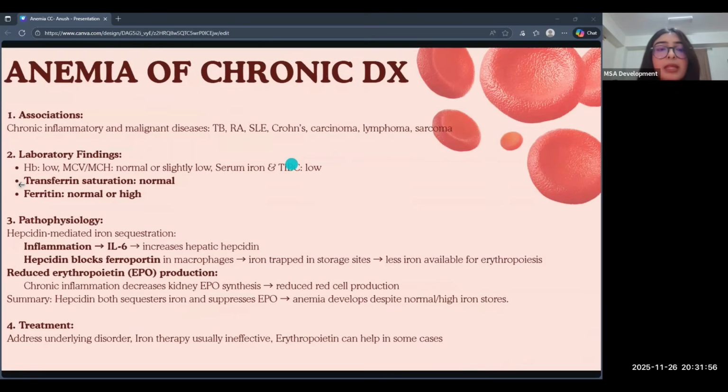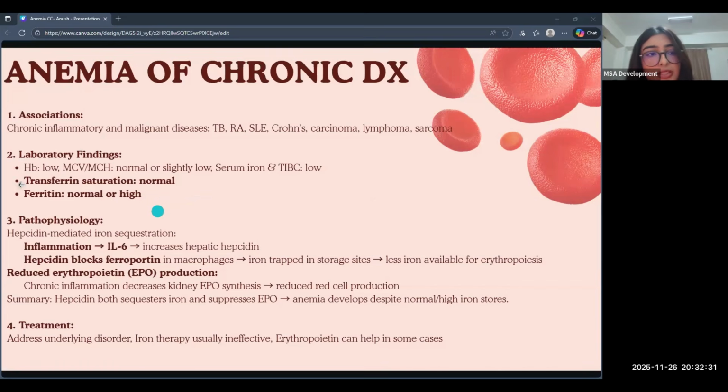So it could be TB, it could be SLE, it could be Crohn's or malignancy, carcinoma, lymphoma, sarcoma, and so on. Now, let's talk about the lab findings. Okay, so HB low because of anemia, of course. MCV, MCH could be normal or slightly low. Serum iron and TIBC will be low. Transferrin saturation will be normal. And ferritin would be normal or high. Now, why will ferritin be normal or high? It's because ferritin is an acute phase reactant, I told you. And it's increased in inflammation or infection.